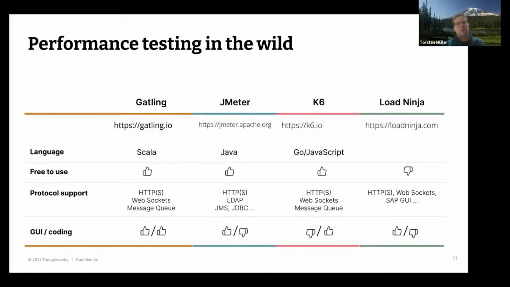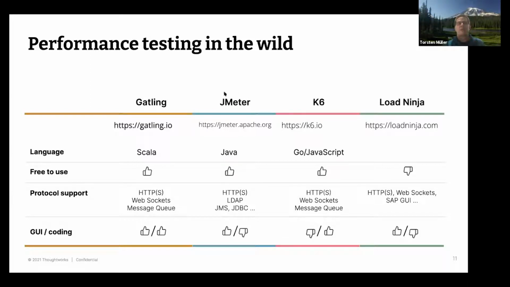I'm going to talk about the coding. You're going to write this in Scala. It's free to use, and the most popular and most used protocols are supported. We can do HTTP or secure HTTP, WebSockets or message queues, and there are a few more through second-party projects.